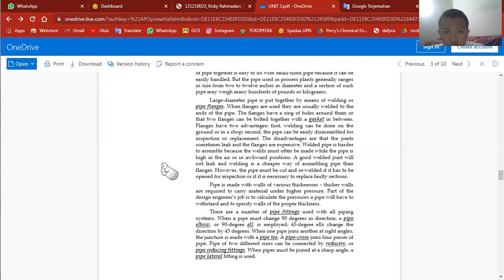Welded pipe is harder to assemble because the weld must often be made while the pipe is high in the air or in an awkward position. A good weld joint will not leak, and welding is a cheaper way of assembling pipe than flanges. However, the pipe must be cut and re-welded if it has to be opened for inspection or if it is necessary to replace a faulty section.